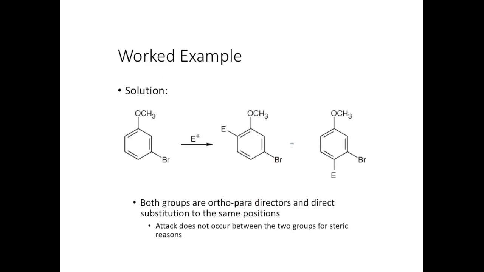So both groups are ortho-para directors. So first of all, we're not going to direct the incoming electrophile there because it's too hindered. The OCH3 will want to direct the electrophile at this position, ortho to it and para, and the bromine will want to direct the incoming electrophile also to those two positions. So this is a case where the two substituents reinforce each other. So we're going to get these two products where the electrophile is ortho to the OCH3 and para to the bromine, and the second product where it's ortho to the bromine and para to the OCH3. Attack does not occur between the two groups because that is too hindered.